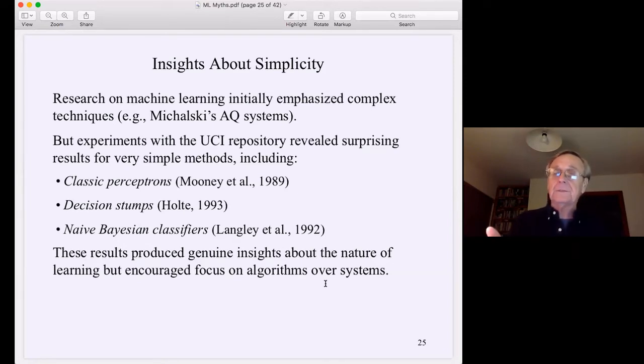Things like, in that 89 paper, Mooney and colleagues found that one-layer perceptrons, or single hyperplane splits, did remarkably well on some of the UCI data sets. Rob Holte found that decision trees with only one test did very well in many cases. And I had a paper in 92 showing that naive Bayes did much better than we had been led to expect. Everyone thought it was the dumbest method around because it made this crazy independence assumption, right? But in fact, that didn't matter too much in a lot of cases, and it was remarkably effective. And you still find it used in many applications today because it's so efficient and it doesn't have many parameters. So these really were genuine insights, but they did encourage this focus on algorithms rather than the systems kind of thing, which I think was unfortunate.